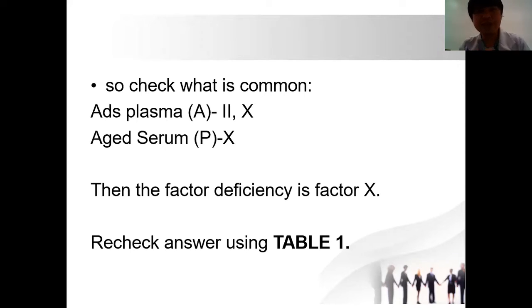So check. The adsorbed plasma, what are absent? I only wrote 2 and 10 since 7 and 9 are just making you confused because they are not found in the common pathway. And in the age serum, it is only factor 10 that is under the common. So you just slash it out, 10 and 10, so that definitely that is the factor that is deficient.